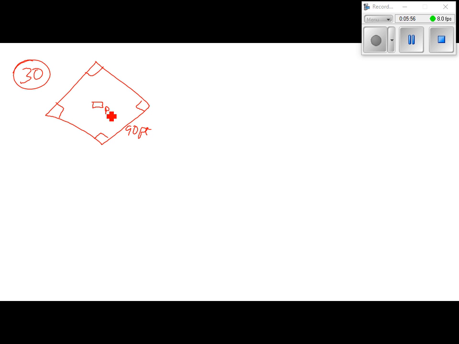Okay. I see. All right, so that's not here. It's up here, right? Mm-hmm. That's 30 extra feet going up that way. Yeah. So the third baseman throws it from here to there.